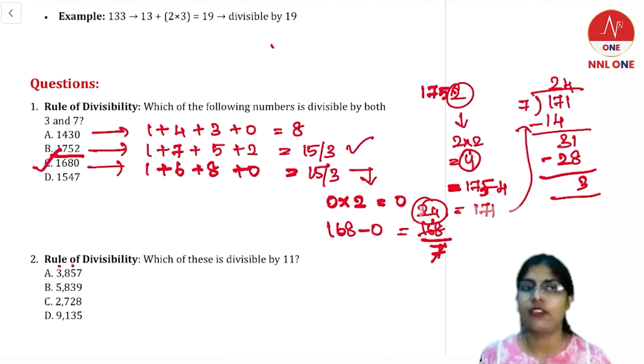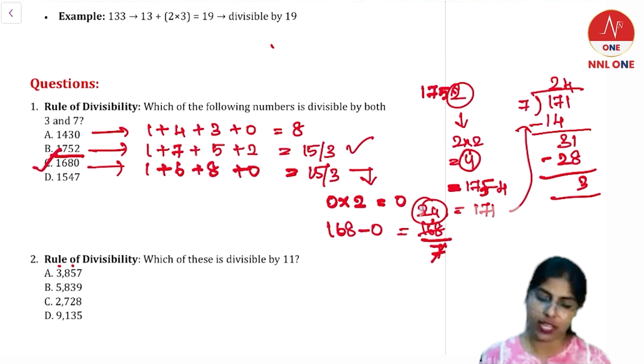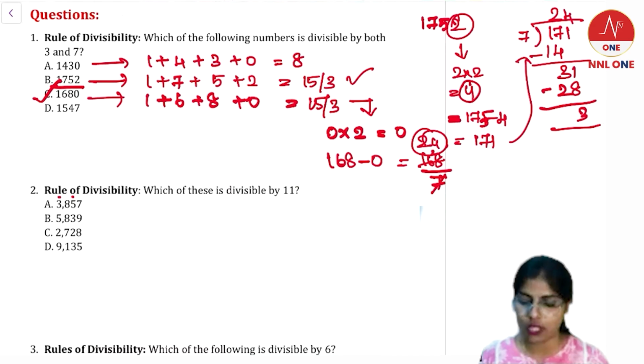What we have done? We have summed the digits. We found whether the resultant answer is divisible by 3 or not. And then we again did the checking with the divisibility rule of 7. So it is applicable for 1680 as well. So the answer for the first sum is 1680.